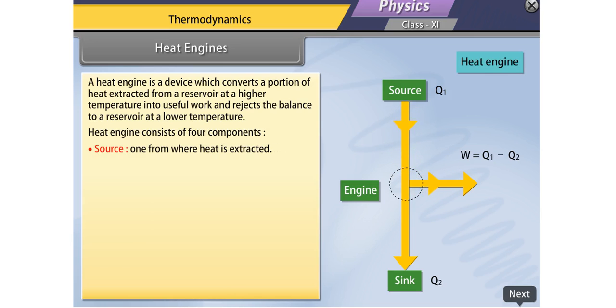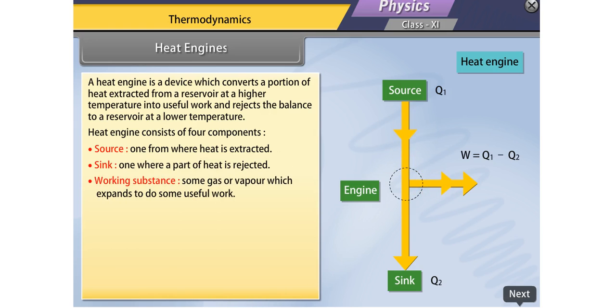Source: from where heat is extracted. Sink: where a part of heat is rejected. Working substance: some gas or vapor which expands to do some useful work. Machine: some mechanical system on which useful work is done.